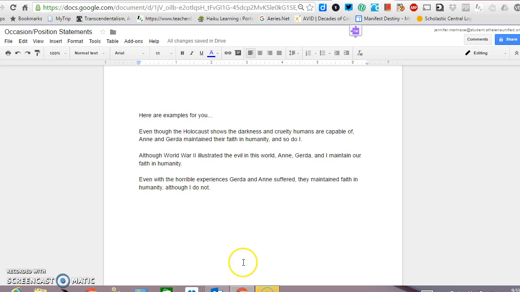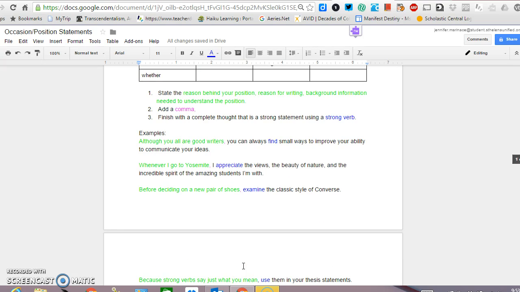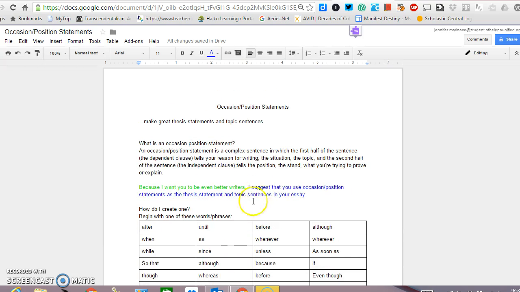Okay? So this is how you're going to do this. It is required that you have an occasion position statement for your thesis statement. That's the final sentence of your introduction paragraph. If you want to get 5 out of 5 on the rubric, I would also like for you to have the topic sentences of each of those body paragraphs also be occasion position statements. If you do that, then you'll get a 5 out of 5. If you only have your thesis statement as an occasion position statement, you can get 3 out of 5, and if you've got none of them, then you'll get 0 out of 5 on that.